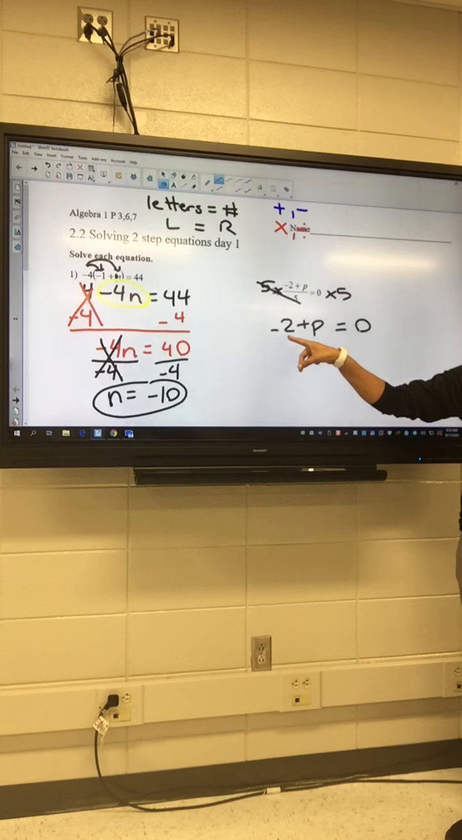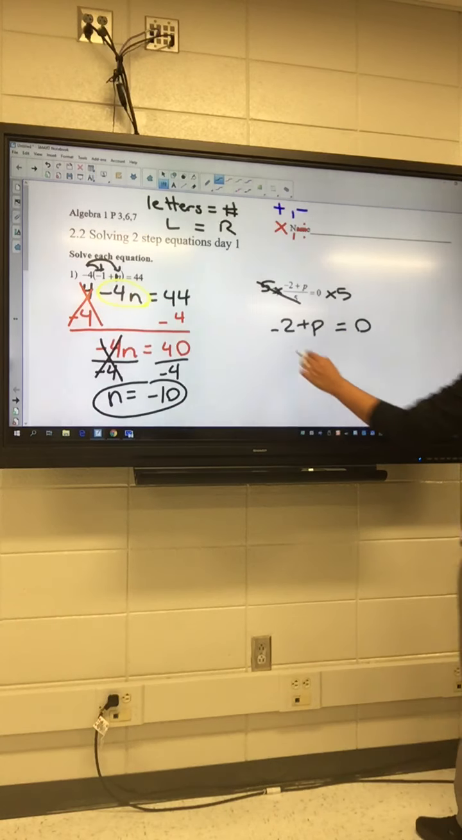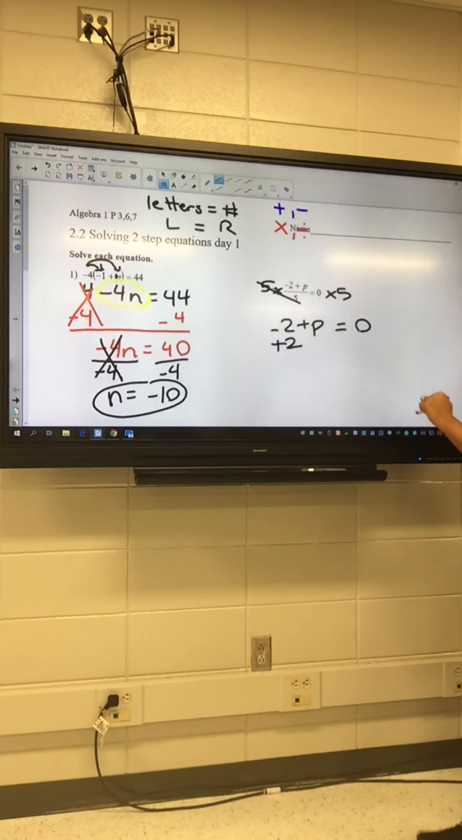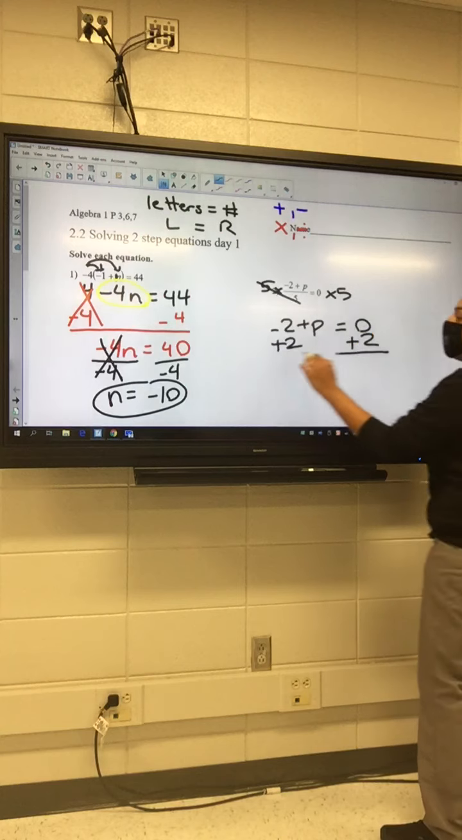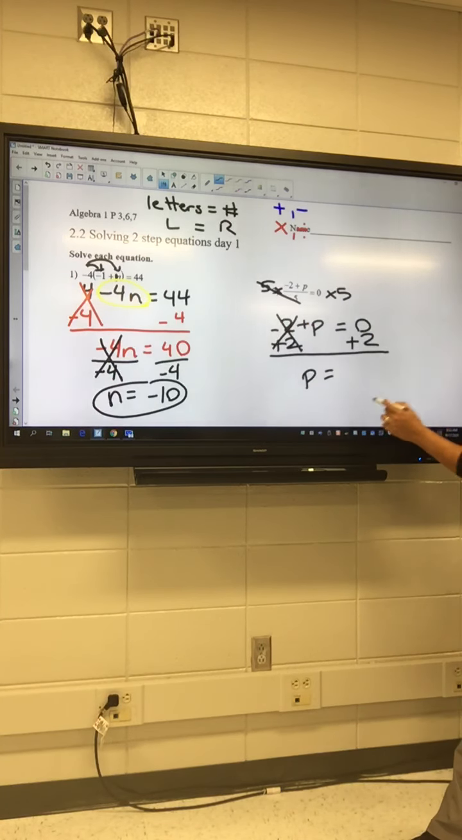Number. Where do numbers go? To the right. Okay, so how do I get rid of a minus 2? Add 2. If I do it to one side, so I got p equals, what's 0 plus 2? 2.